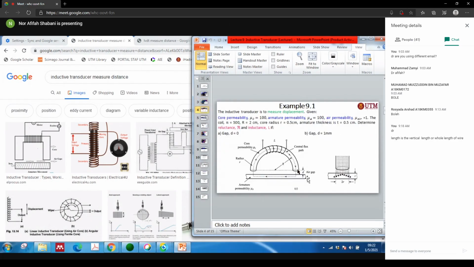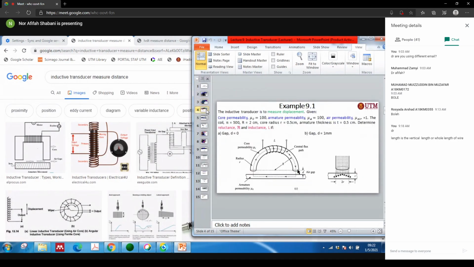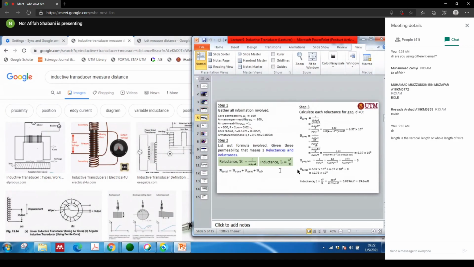Okay, we are here. Determine the reluctance R and inductance L. You determine the reluctance first, and then from the reluctance you can find R and the inductance L. Where the gap D equal to 0, that means you don't have a distance, so the armature is closed against your core. After that, the distance is equal to 1 mm. Let's look at the solution for that one.